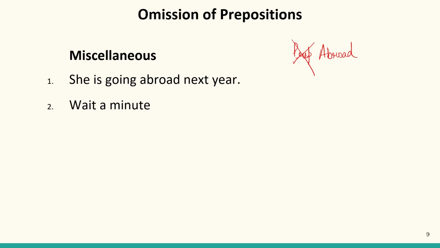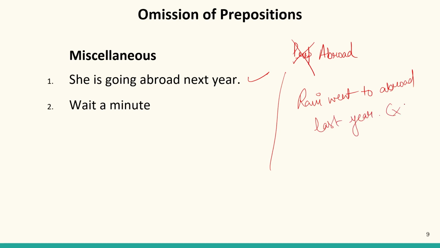But if I say I'm going to America, this word America is a particular place, a destination which is defined. There I can use to. But before abroad, we should not use any preposition. So she is going abroad, not going to abroad. The sentence is absolutely correct. Now, if I say Ravi went to abroad last year, is this sentence correct? No, because to is not required.